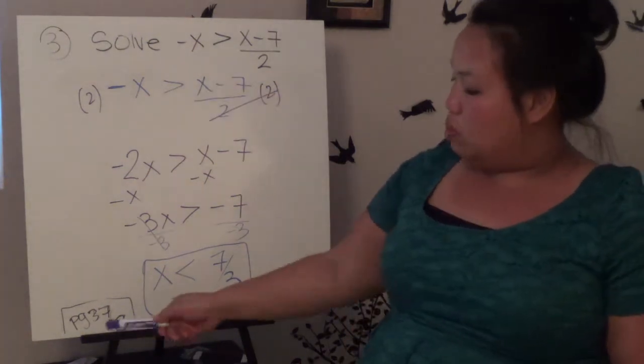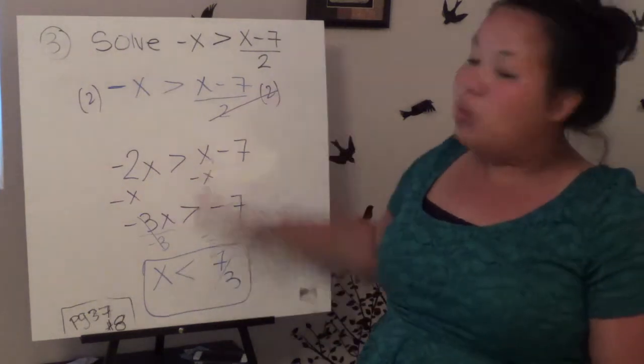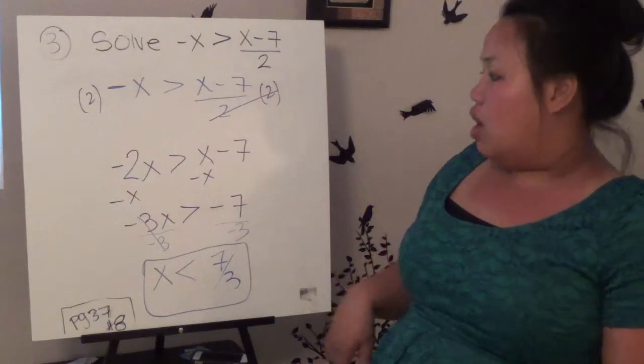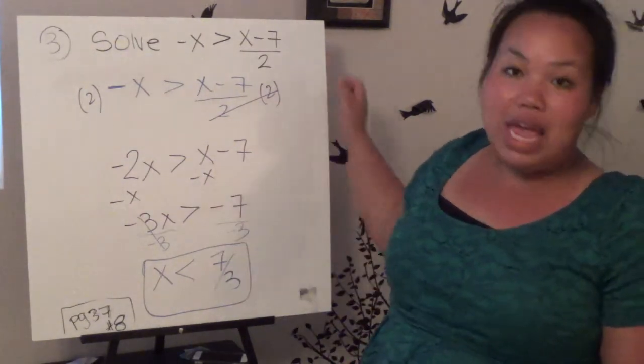So your last problem is to do page 37, number 8. Don't worry about graphing it, just graph the other two, but this one, I just want you to go ahead and solve it. So x is less than 7 thirds. So you have number 2, number 6, and number 8, and bring it to class.